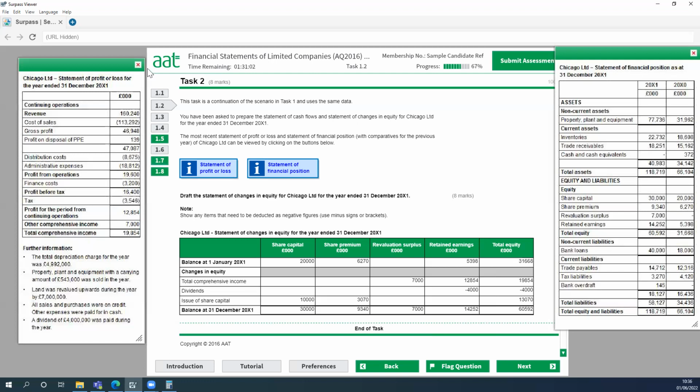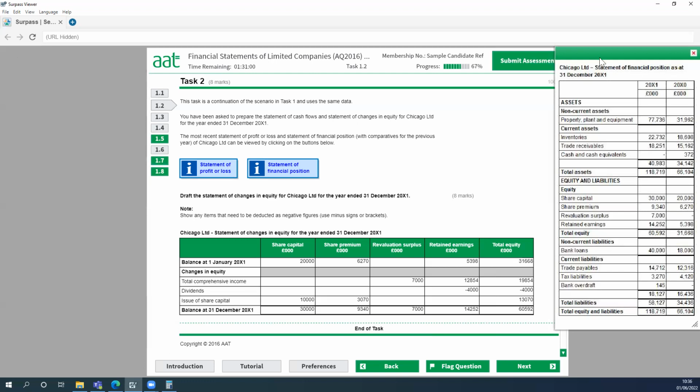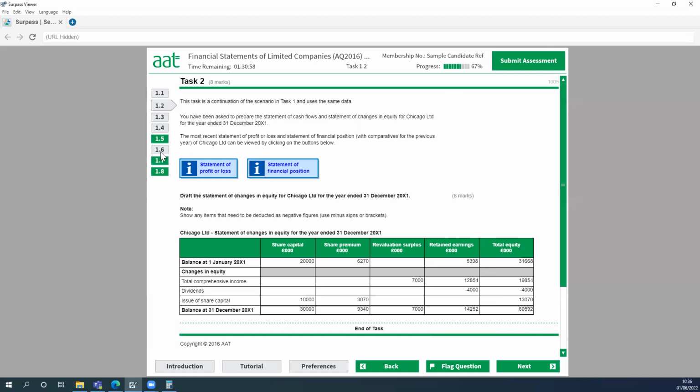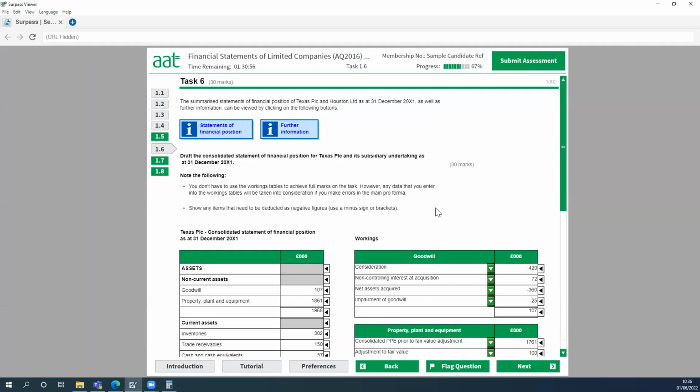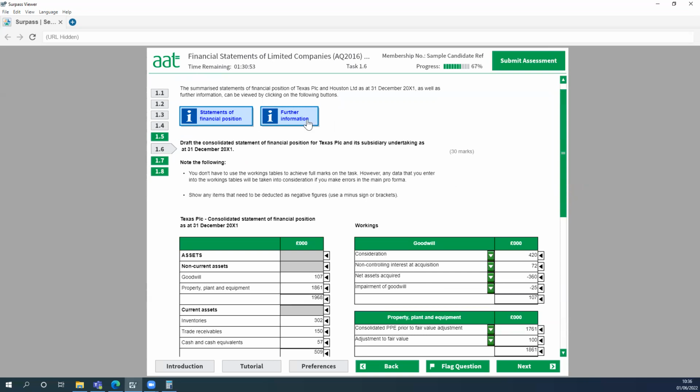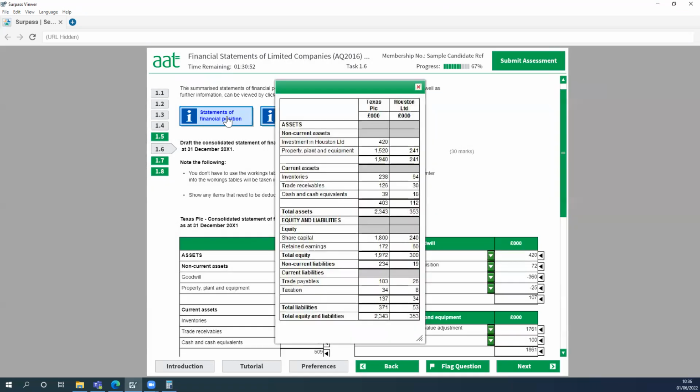For now, what I want to take you through is 1.6, which is the consolidation question. Okay, so the consolidated statement of financial position. So let's have a look at the question.